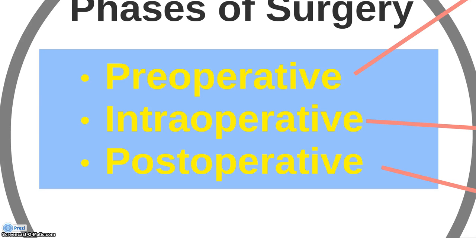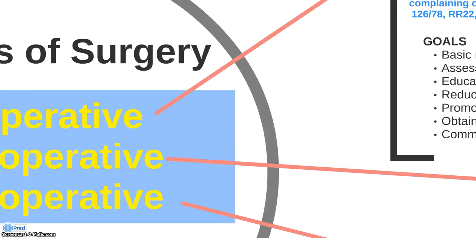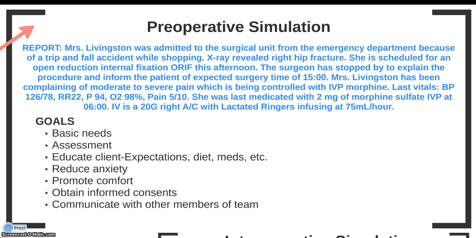So let's talk about the phases of surgery you'll encounter during the simulation course. They're preoperative before, intraoperative during, and postoperative after surgery. This is your preoperative simulation. I'm not going to read through the whole thing for you, but I do encourage you to go back and read this, because these are the goals that you'll encounter during the simulated event and things that you need to be prepared to do when entering. There's a report at the top of your patient, and then the goals are below, things that we want you to try to accomplish while you're in that simulated scenario.